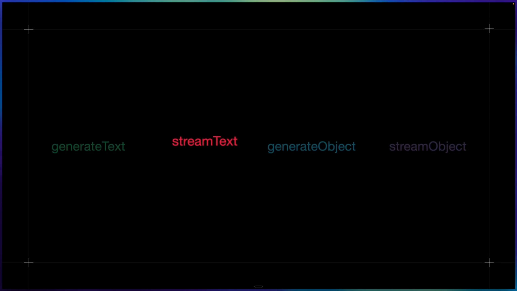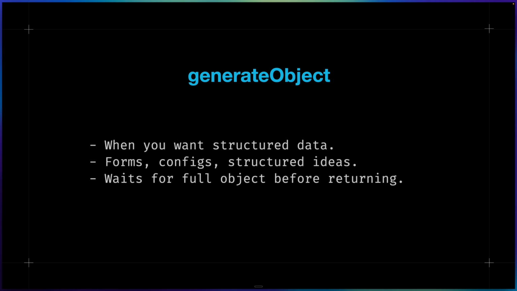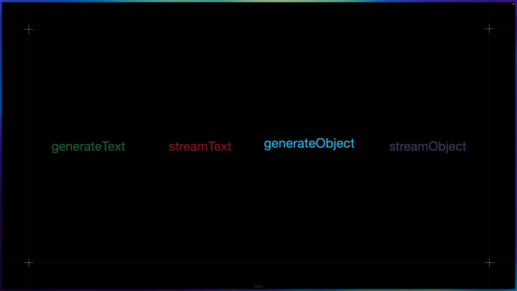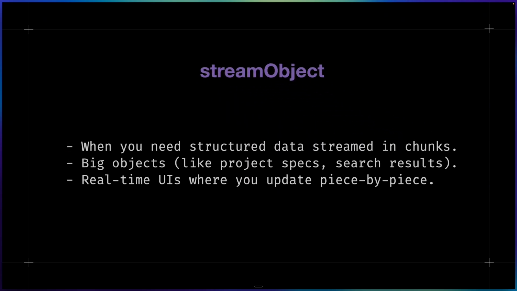Then we have generateObject. Use generateObject when you want structured, reliable outputs, where you can control exactly what fields the LLM should return. Great for forms, workflows, and apps where you need precise data. And lastly, streamObject. Use streamObject when you want structured output, but also want to stream it piece by piece for better performance and for faster partial results, especially useful for dealing with big detailed responses.